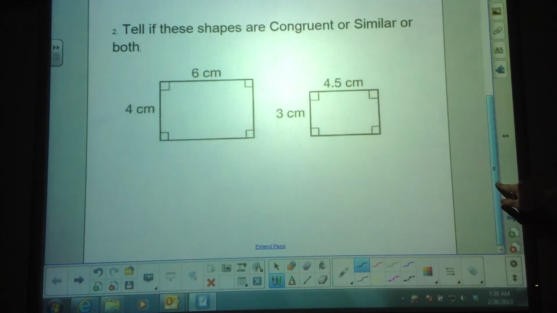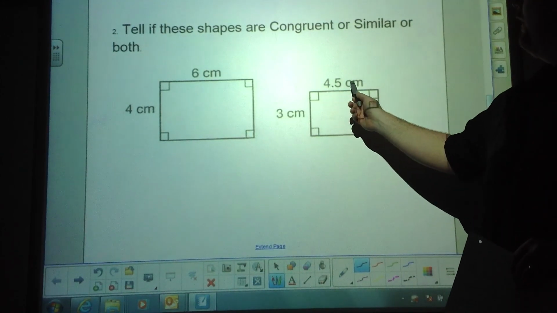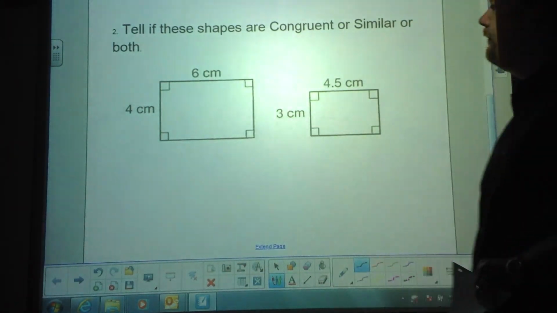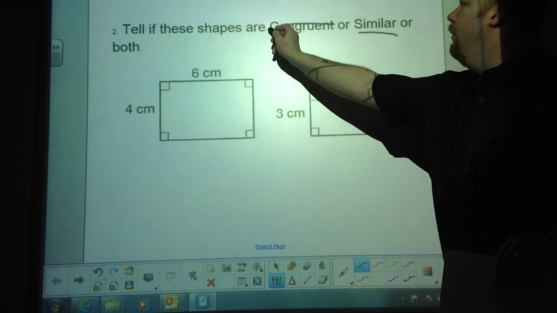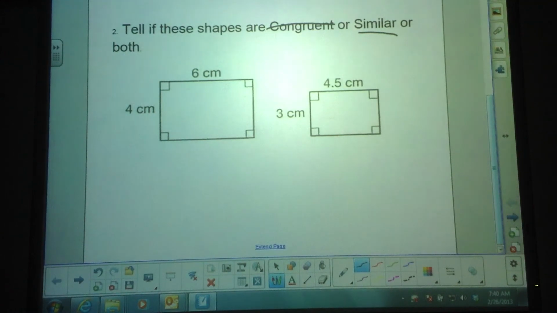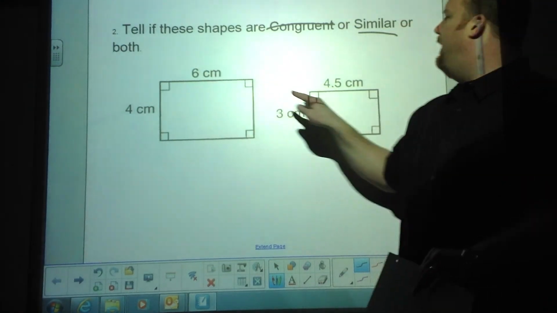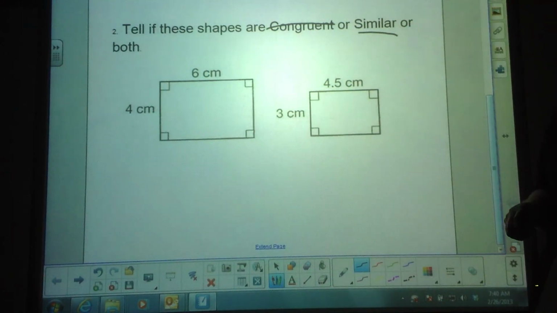Tell if these shapes are congruent or similar or both. Remember, congruent means exactly the same. So we can look at these and tell that they are not exactly the same because we had a width here. This was 4.5 centimeters and this one's 6. Well, we need to also check to see if they're similar. So we know that they're not congruent, but they could be similar. The two things that must be the case for them to be similar is the corresponding angles must be the same, not every angle, but the corresponding angles, and the measurements here must be proportional.